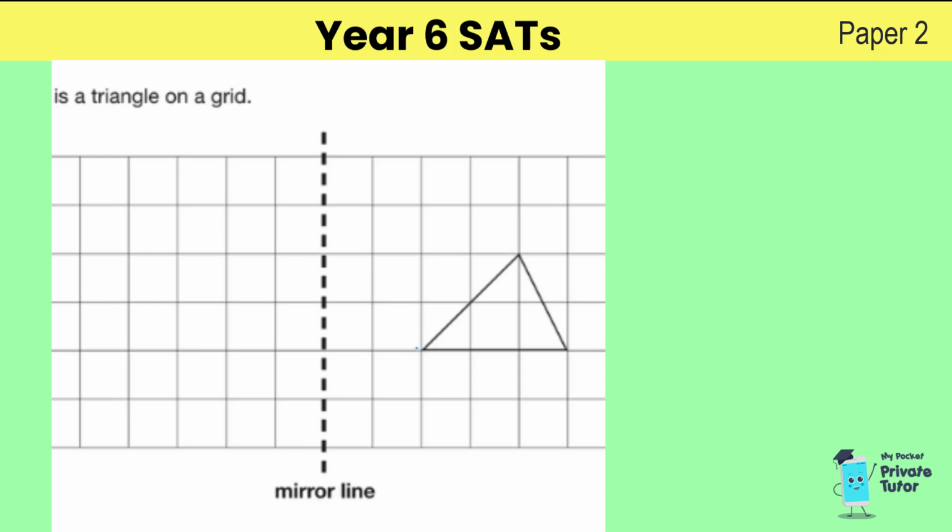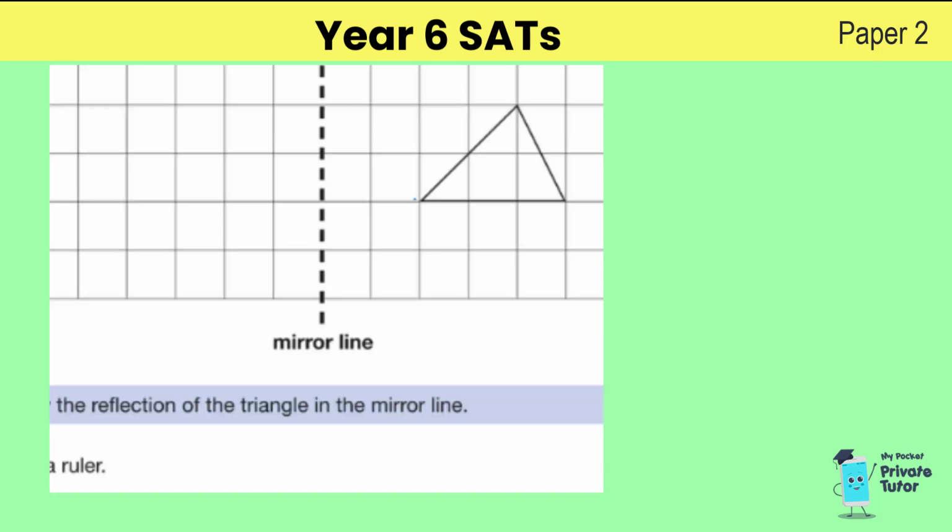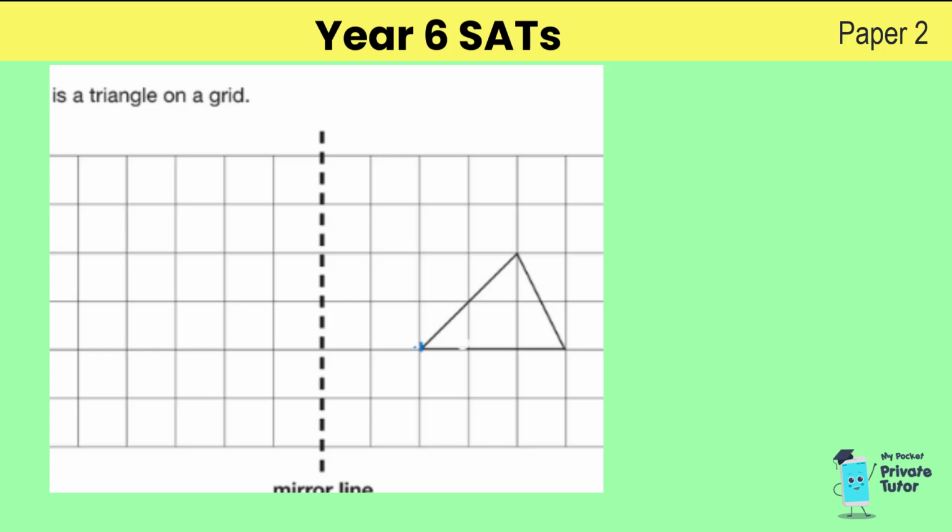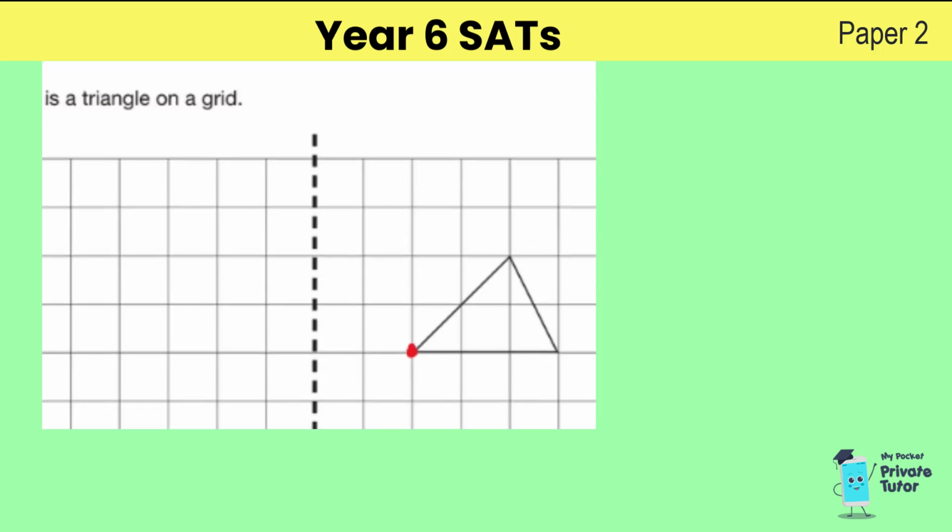So if we were to take this vertices here, actually what I'll do is I'll change the colour on each one so that you know which one I'm doing. If we were to take our red vertice first and we count to the mirror line, it's 2 places to the mirror line, so we're going to go 2 spaces beyond, and that's where that part of the triangle is going to go.